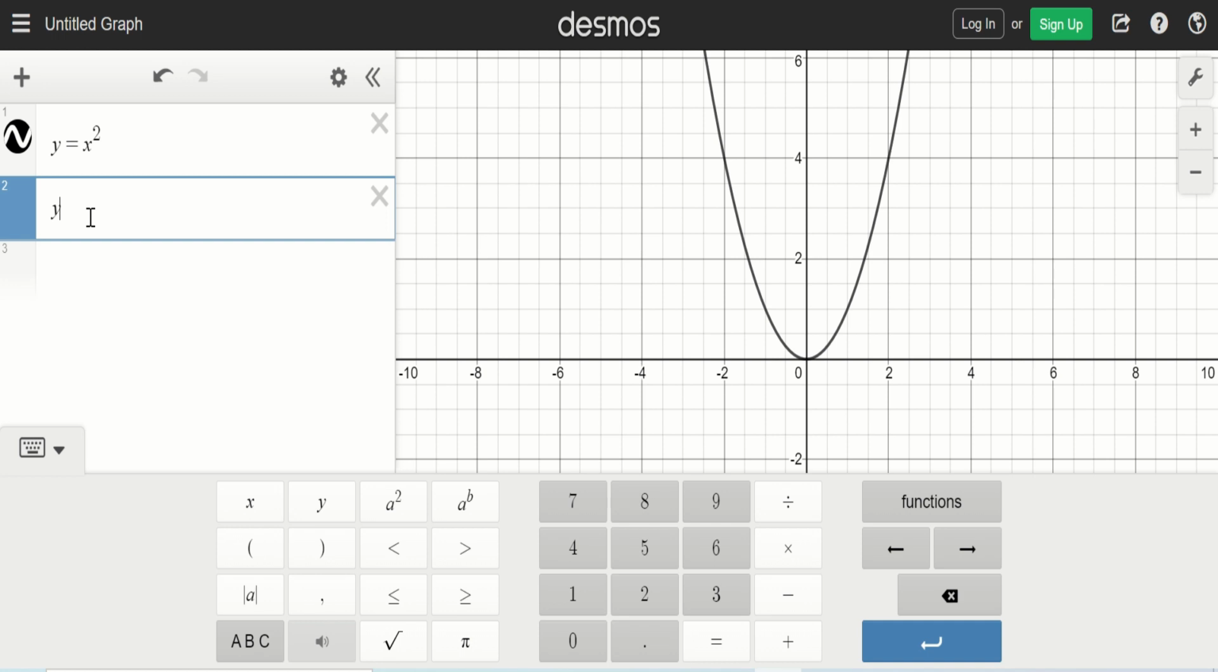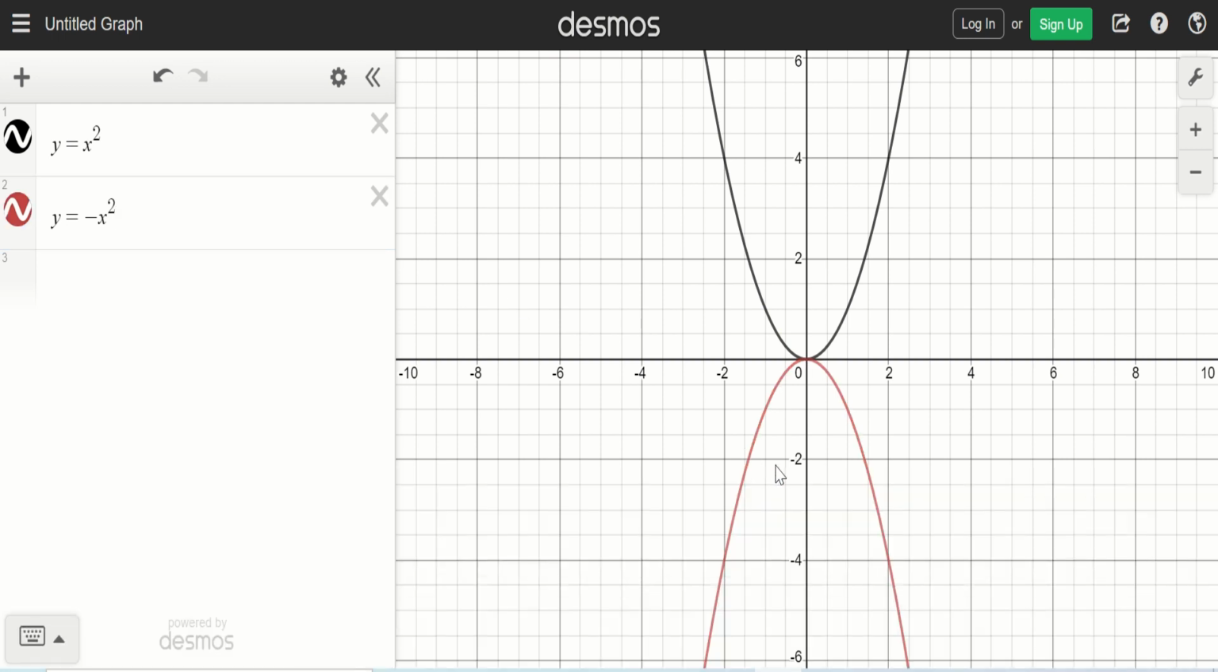So let's see if our graph is y is equal to negative x squared, in which the value of a is equal to negative 1, which is less than 0. See, the graph opens downward. Observe that if our a is positive, it opens upward, while if a is negative, it opens downward.